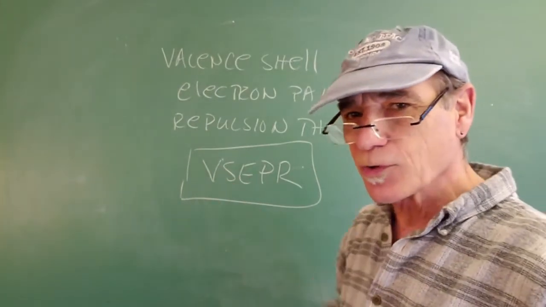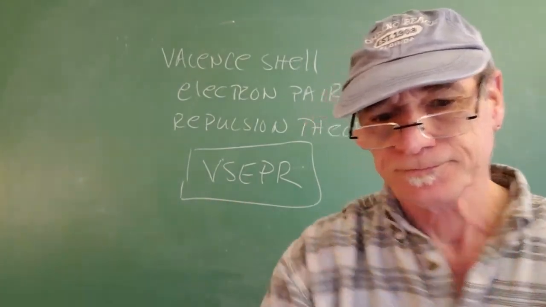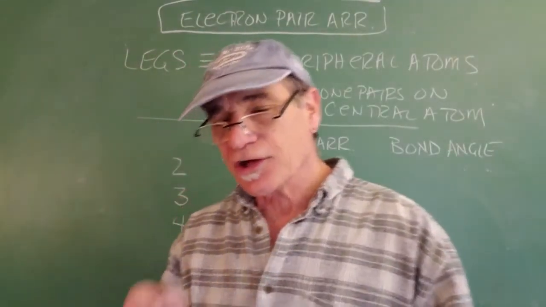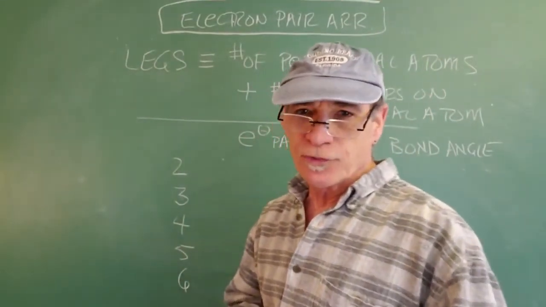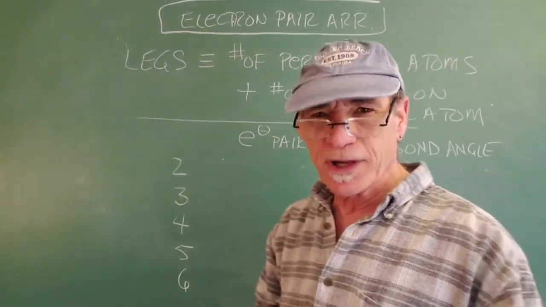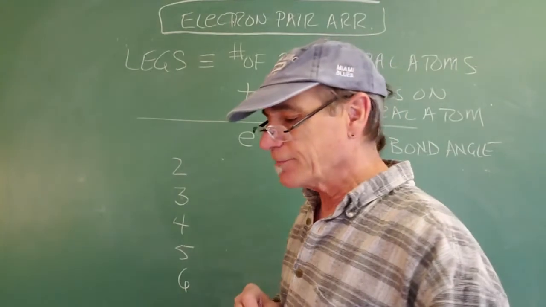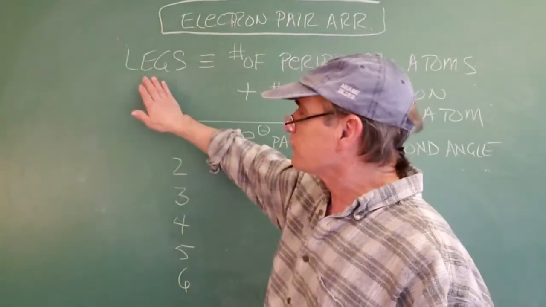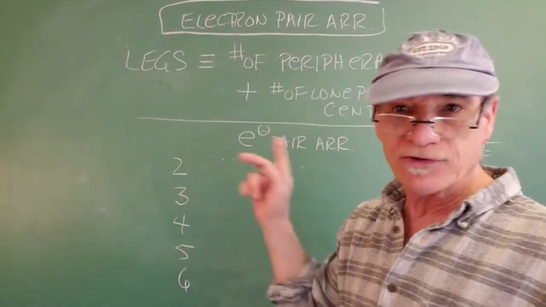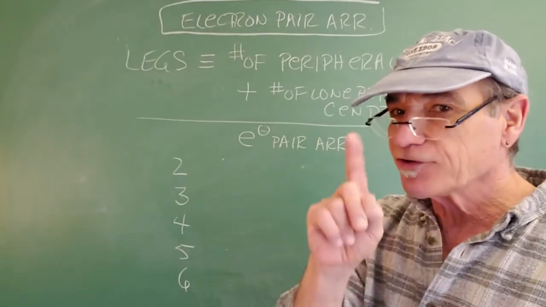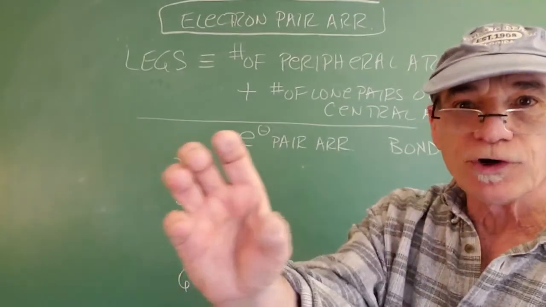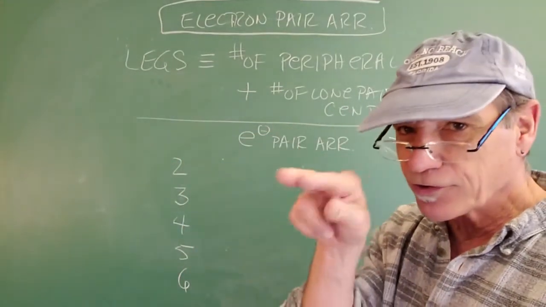All right, let me erase this and I'll put a little table up for us. I want to point out here at the beginning that there's a subtle but significant difference between what's called the molecular shape and what's called the electron pair arrangement. The electron pair arrangement includes the lone pairs as legs, which we've discussed already. So we define the number of legs a molecule has as the number of peripheral atoms, all the bonds going out to the outside atoms, and it wouldn't matter if it's a single bond or a double bond, that still just counts as one leg. It's just one avenue of shared electrons, whether it's a single pair or a double pair.